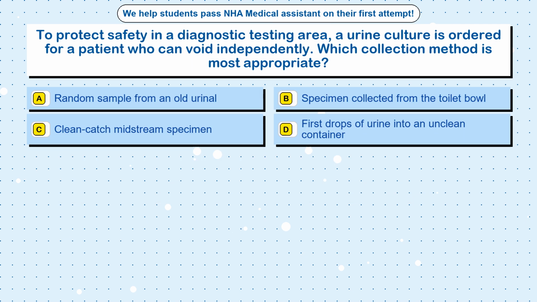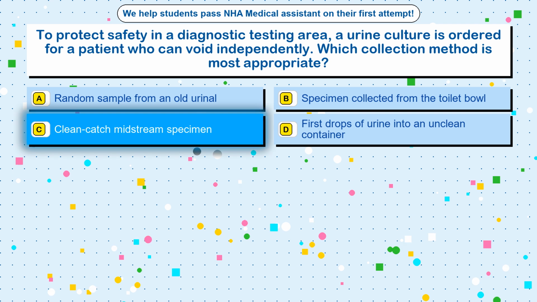Question 98. To protect safety in a diagnostic testing area, a urine culture is ordered for a patient who can void independently. Which collection method is most appropriate? Option A, random sample from an old urinal. Option B, specimen collected from the toilet bowl. Option C, clean catch midstream specimen. Option D, first drops of urine into an unclean container.